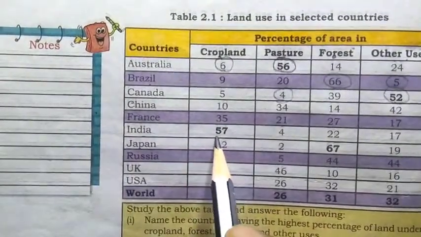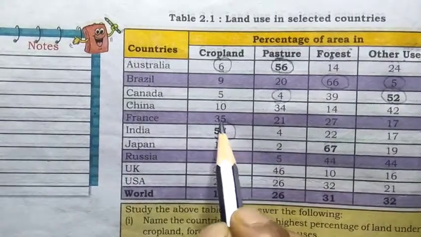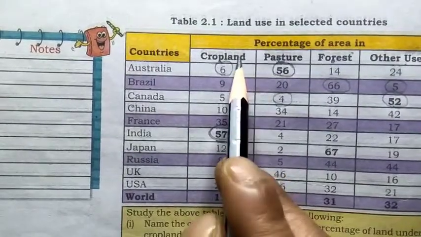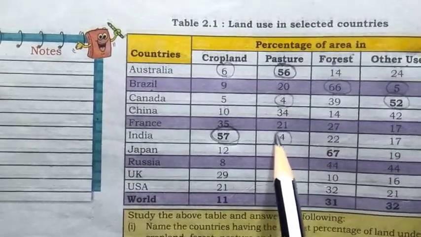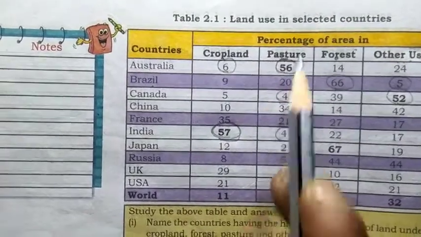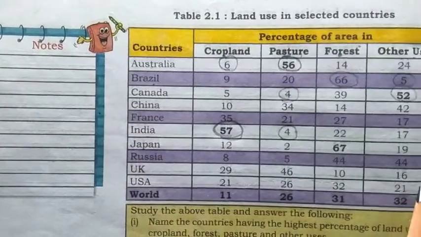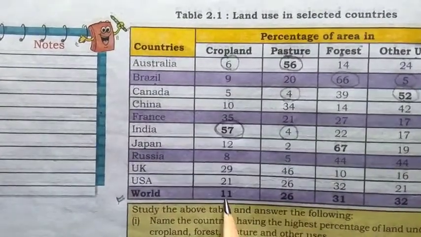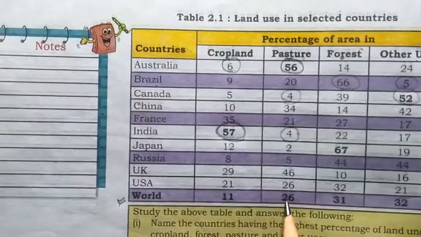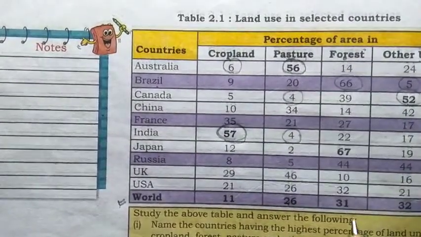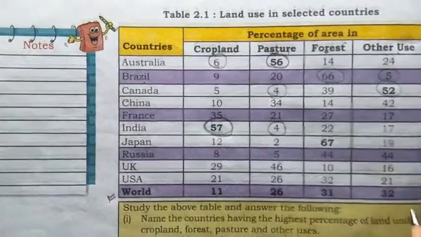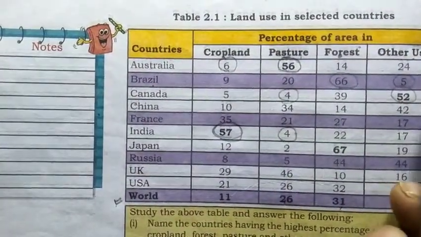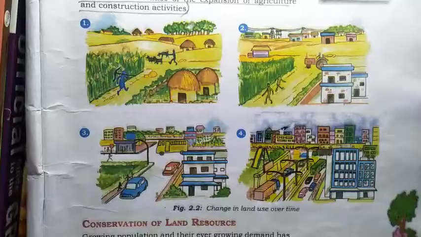In India you can see the maximum percentage of land is used for cropland. 57% of our land is used for cropland and only 4% land is used for pasture. Like that, after studying this table, if we consider the entire world, cropland is only 11%, pasture is 26%, forest cover is 31% and other uses are 32%. That is the land use pattern of the entire world, country wise.